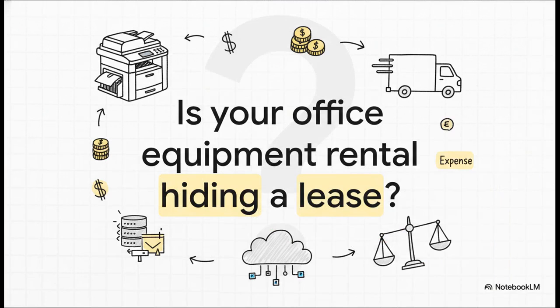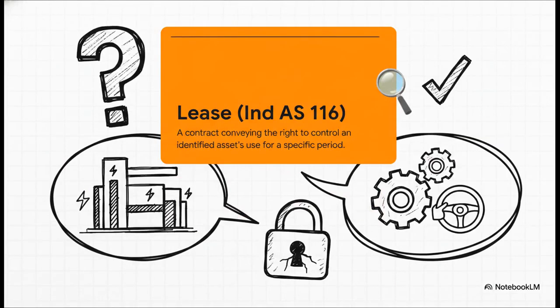So, think about your company's contracts for a second. That printer you're renting, those vehicles you use, or maybe even the server space you pay for every month. Are these just simple expenses, or are they actually leases that need to be on your balance sheet? That's the big question the standard really forces us to ask. The standard gives us this very precise definition.